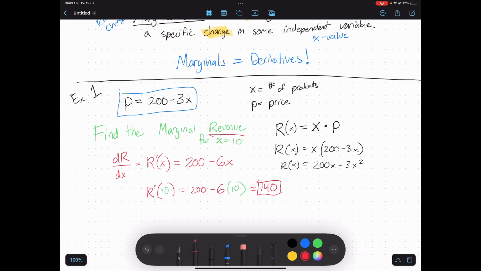What does that even mean? So, remember, all a marginal is a derivative, and all a derivative is a rate of change. How is this changing? So what this tells me is that my revenue is increasing by $140 per product I sell.